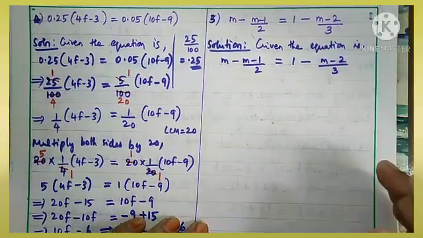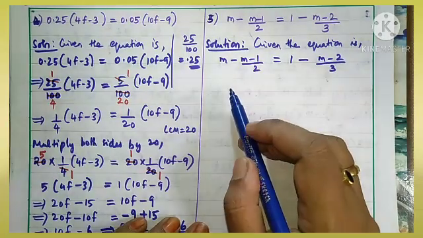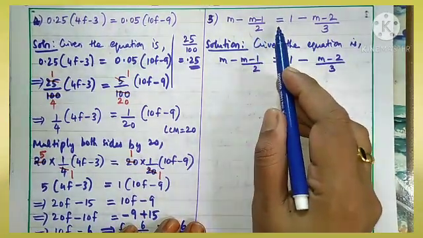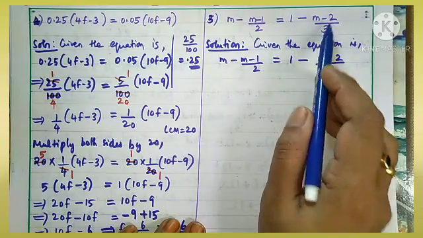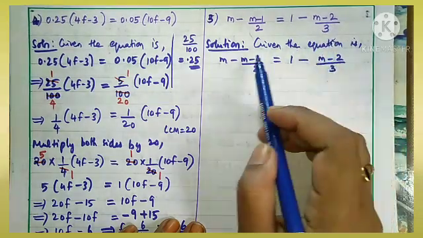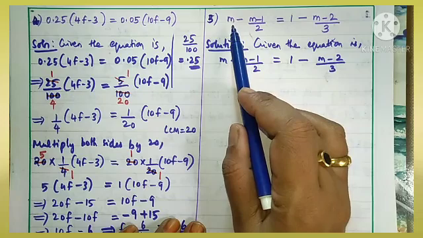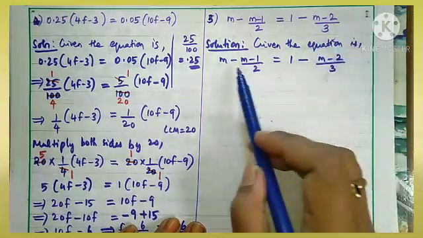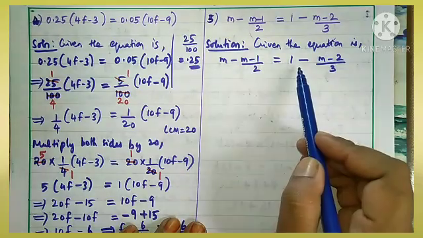Okay children, now one more problem. This is also from your exercise. m minus 1 by 2 equal to 1 minus m minus 2 by 3. Okay, so here left hand side is having 2 terms, right hand side is also having 2 terms. So once I wrote the equation once again.